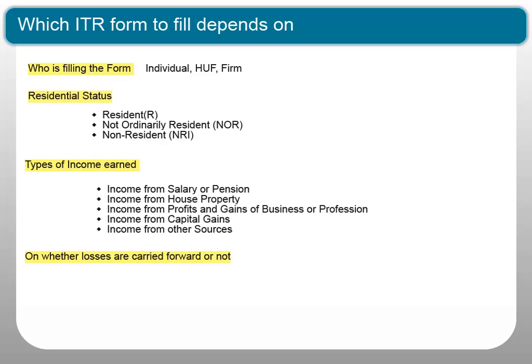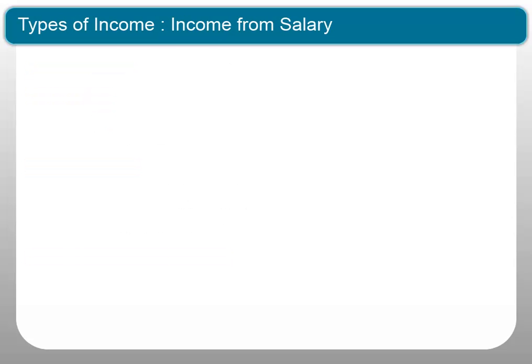Various types of incomes are income from salary or pension, income from house property, income from profits and gains of business or profession, income from capital gains, income from other sources. It also depends on whether losses are carried forward or not. Let's look at various categories of income, starting with income from salary or pension.